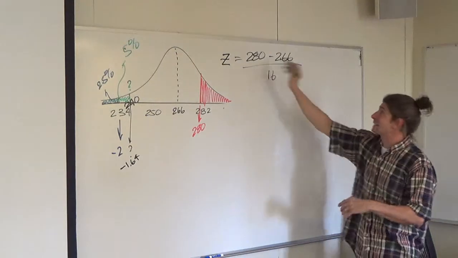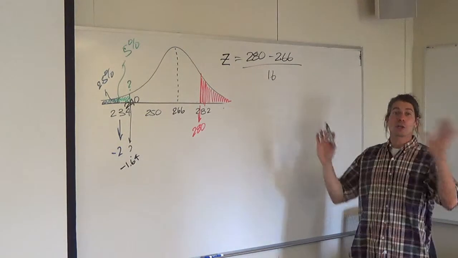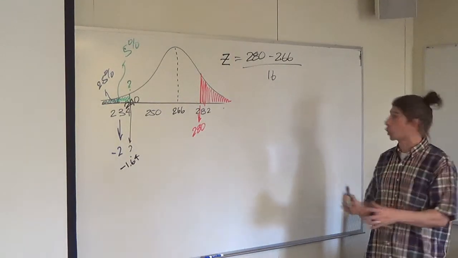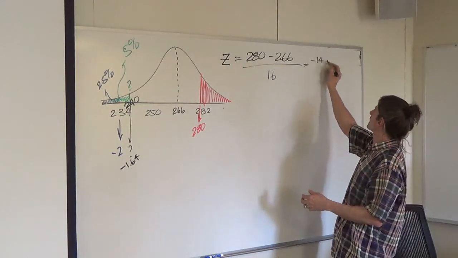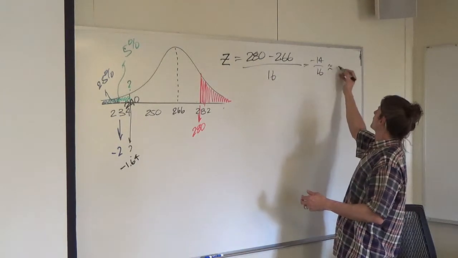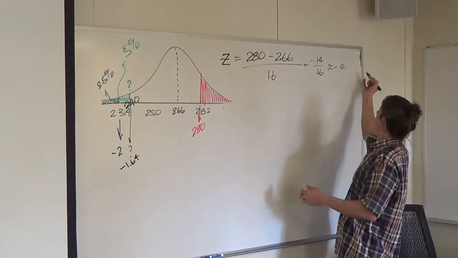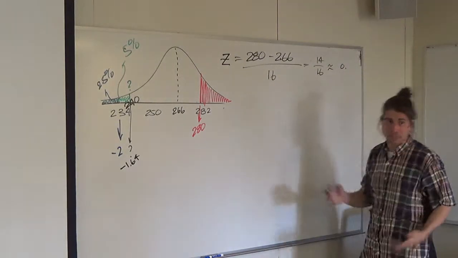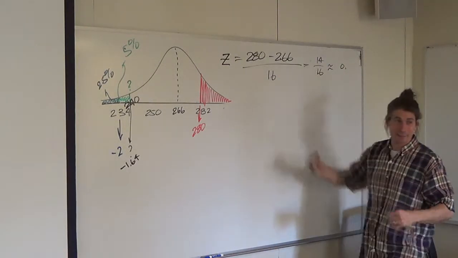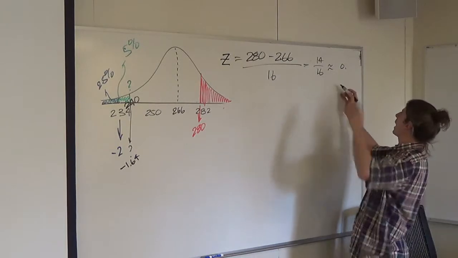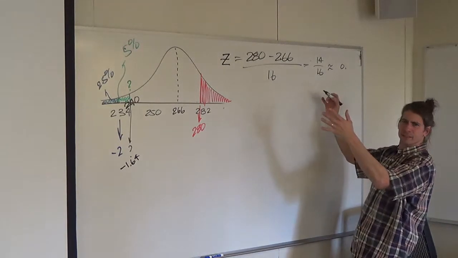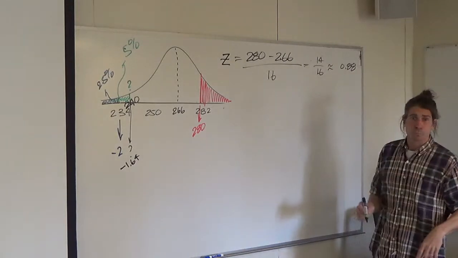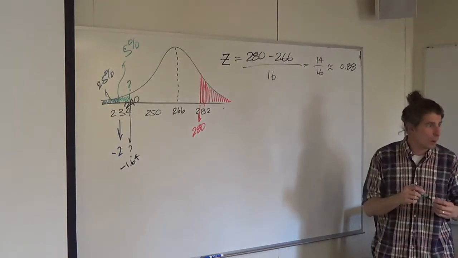This is all in days. Days minus days over days. Units going to go away now. No more units. We're back to the standard normal unitless curve. Negative 14/16. Why is it negative? Because it's positive. Yeah, 0.875, 0.88 if I round to the nearest hundredth. That's less than one standard deviation away.